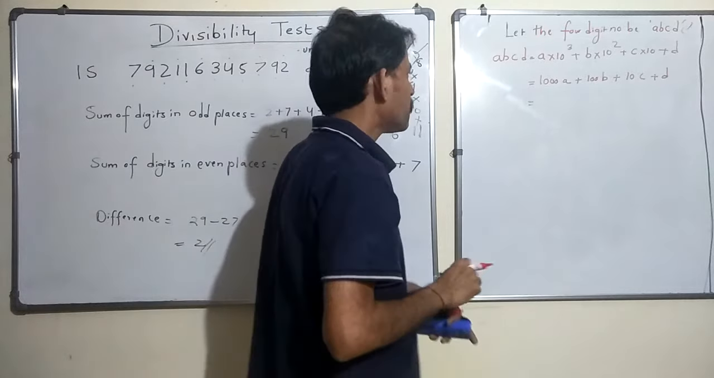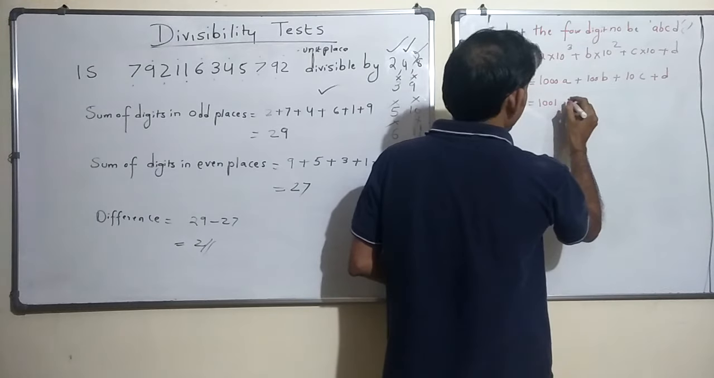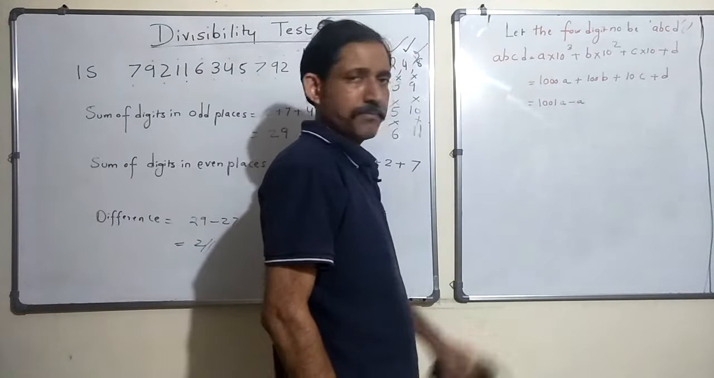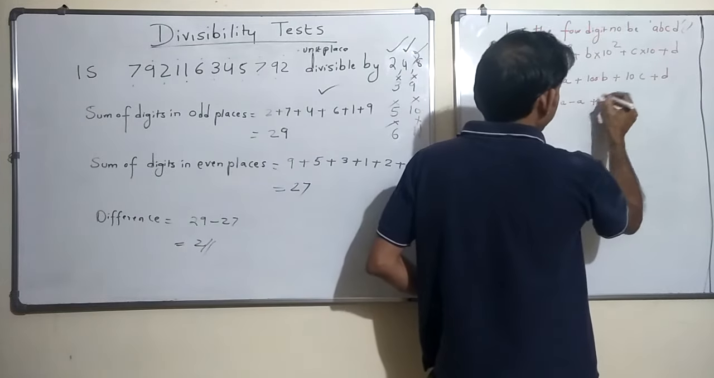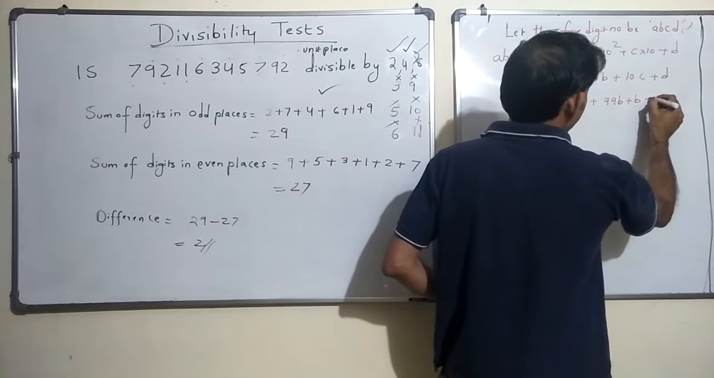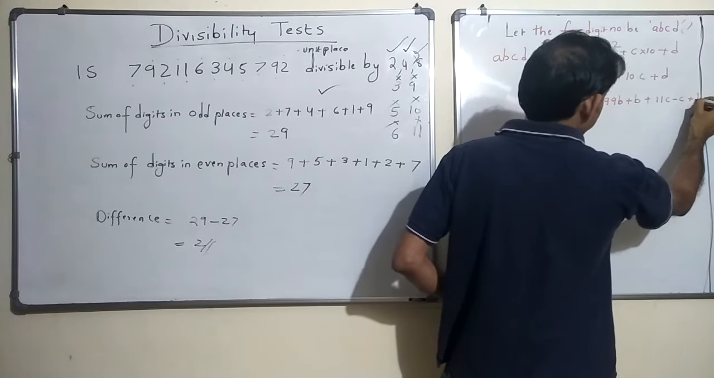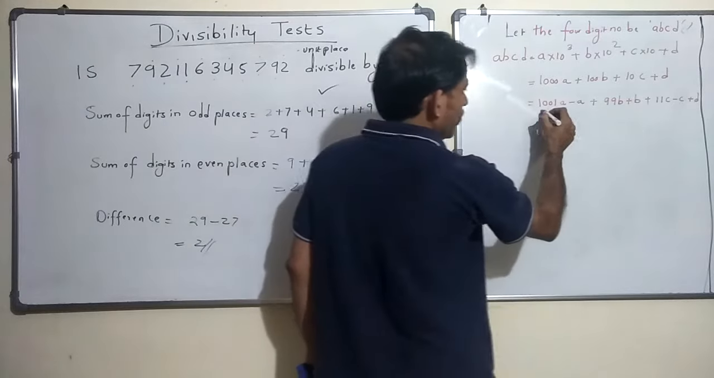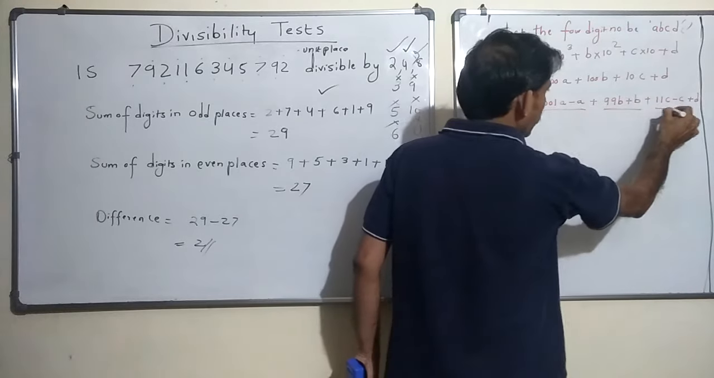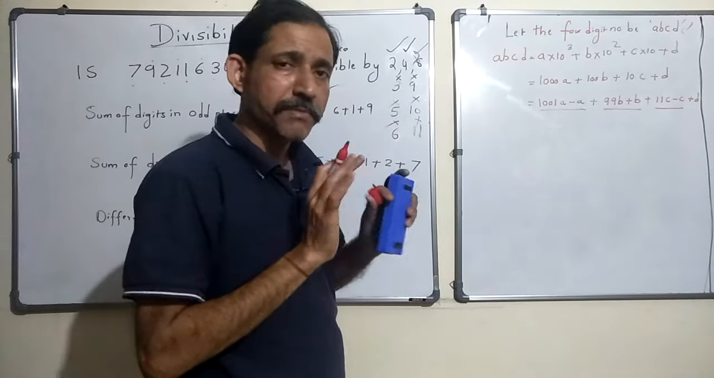So what I am going to do is write 1001A minus A, correct? So this is same as 1000A, correct? Now I am going to write 100B as 99B plus B, plus I am going to write 11C minus C plus D. Now this is same as 1000A, 99B plus B is 100B, 11C minus C is 10C, and D. I am just trying to make them divisible by 11.